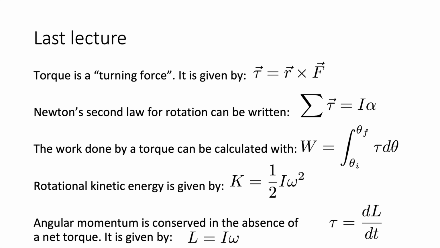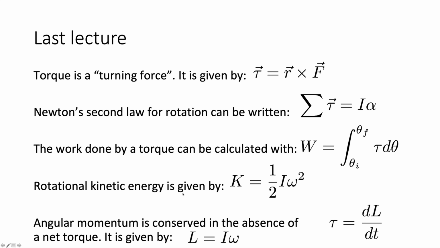In the last lecture, we finished looking at rotational motion. So we saw that torque is a turning force and it's given by torque is equal to r cross F. We saw Newton's second law for rotation can be written as the sum of the torques, which is the net torque, is equal to I, the moment of inertia, times alpha, the angular acceleration. We saw that the work done by a torque can be calculated using work done is equal to the integral of torque times d theta.